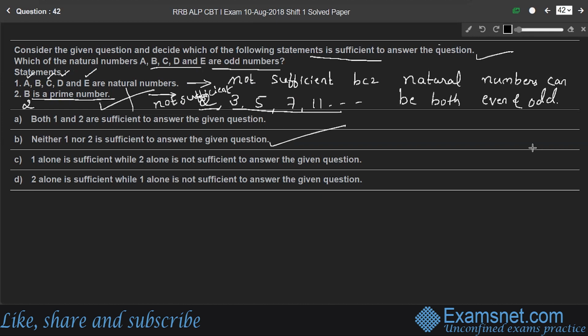The first and foremost reason is that they have not given which are the even numbers and odd numbers particularly. They have given that these 5 are natural numbers. They can be even or odd. And the second one is B is a prime number. Even 2 is a prime number, which is an even number, not an odd number, right? Therefore, the given 2 statements are not sufficient to answer the question. Therefore, option B is the right answer.